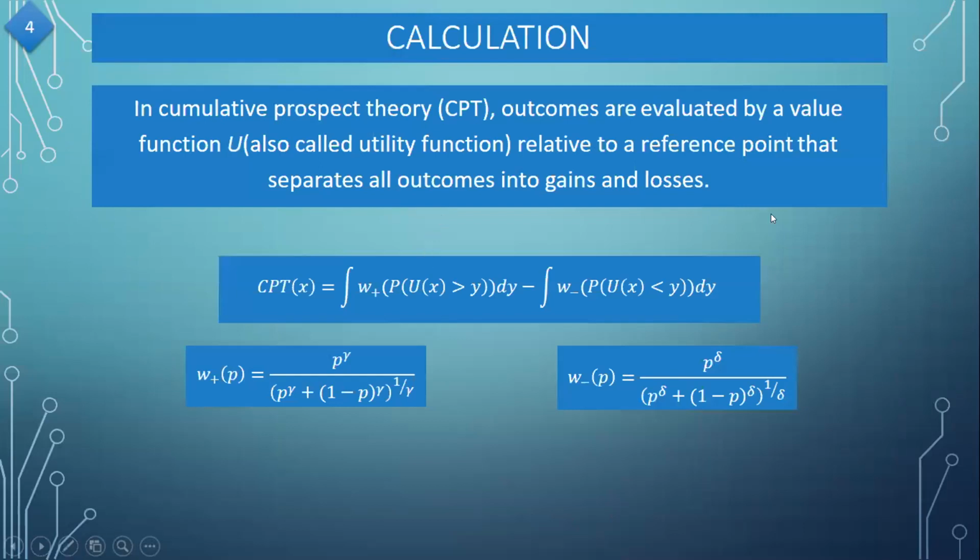And for the calculation, I'm going to use cumulative prospect theory, and evaluate the outcome by a value function u. As you can see here, there's a u(x). It's also called a utility function, relative to a reference point that separates all outcomes into gains and losses. As you can see here, the CPT(X) has two integrals, with W plus and W minus. The W plus represents the gain you get, and the W minus represents the losses you get.